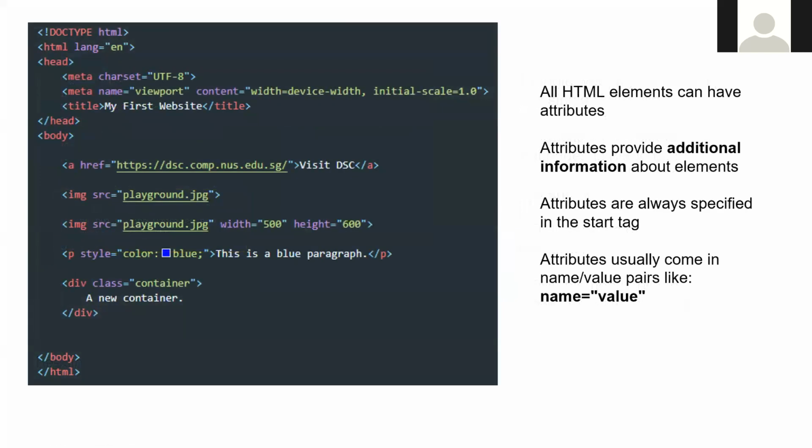Next, more than just text, HTML elements also have attributes. These attributes provide additional information about your elements. Attributes are always specified in the start tag. Over here, this is the start tag, and then this is the end tag over here. Attributes such as href come in name-value pairs. For example, I have this href attribute over here, which equals this website URL. So this is the name itself, and this is the value.